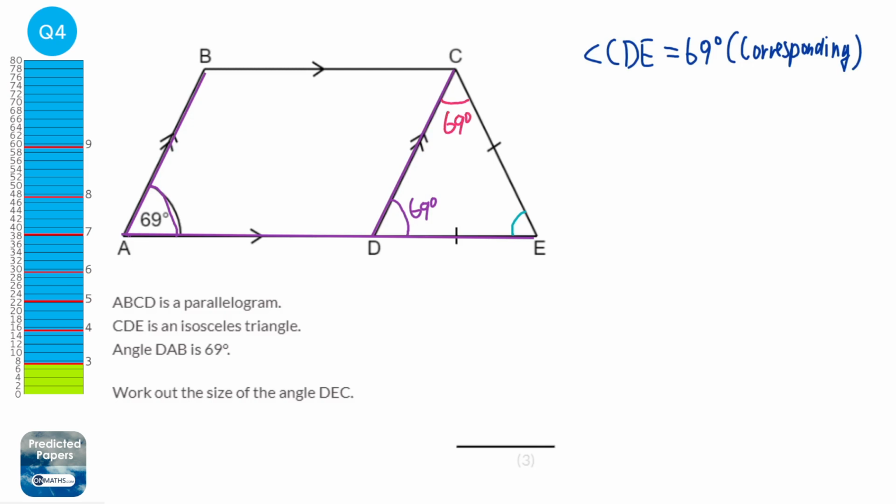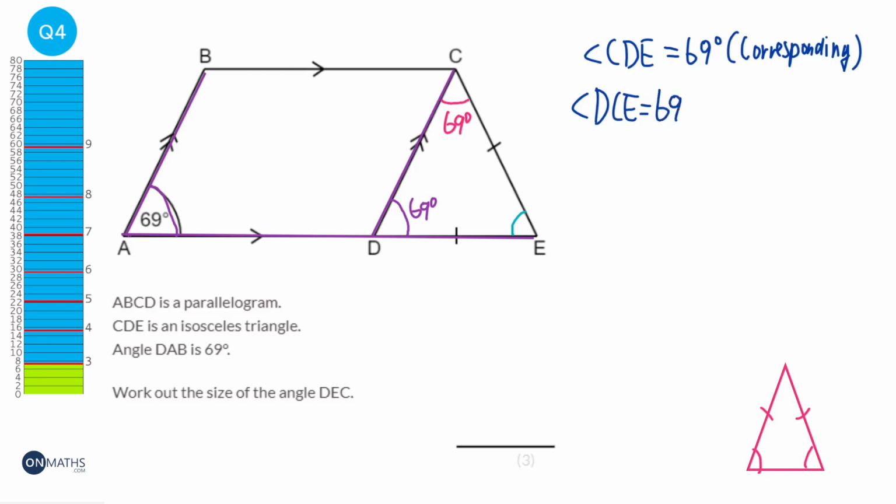Okay. So if I know that CDE is 69, I also know that this angle here is 69 because they're the bottom two angles in a triangle. When an isosceles triangle is the right way up, the bottom two angles are equal. So they're the bottom two angles in an isosceles triangle, although it's on its side here. And we need to write that down, so angle DCE equals 69 degrees. And this time it's because it's an isosceles triangle.